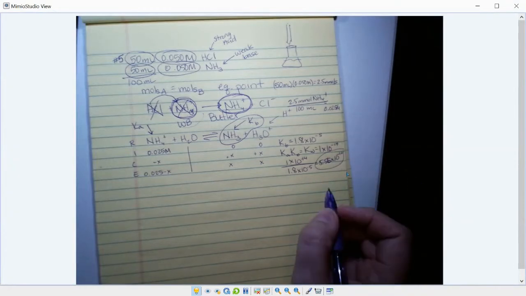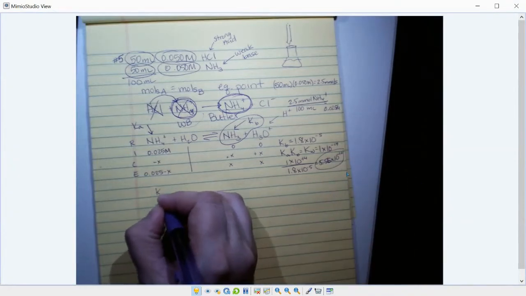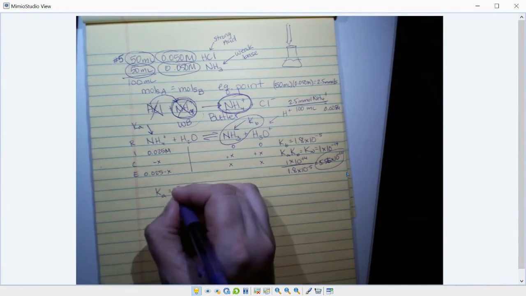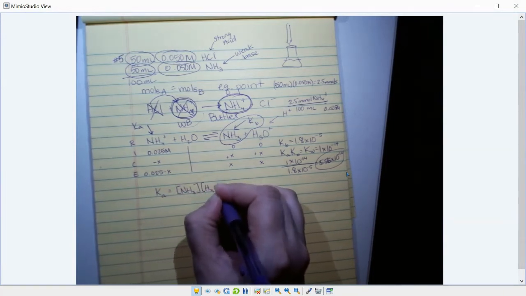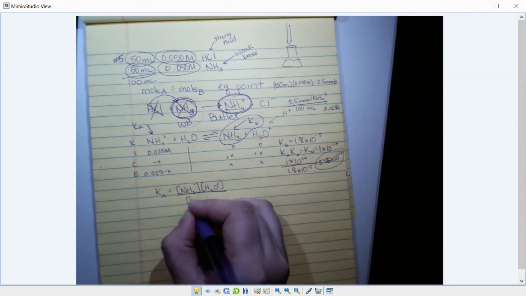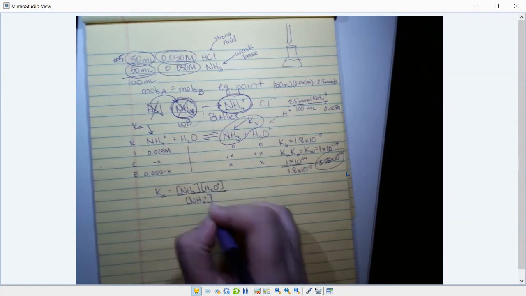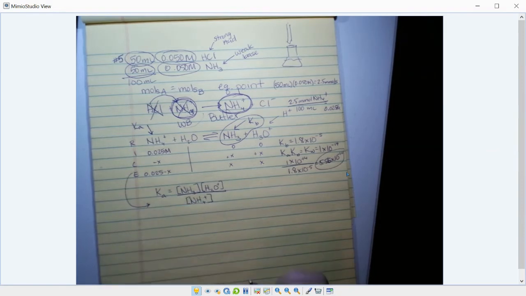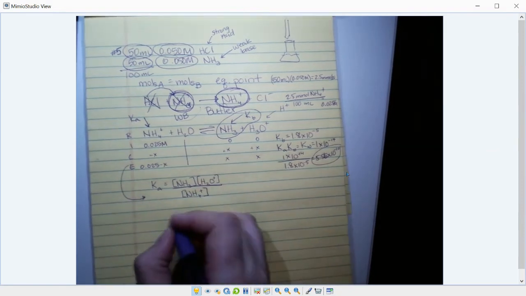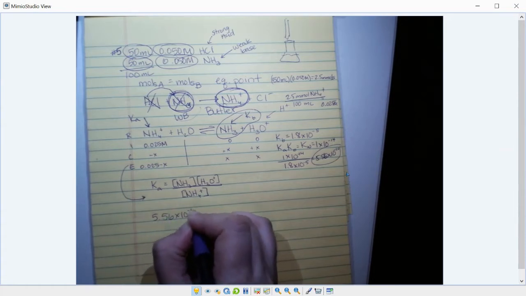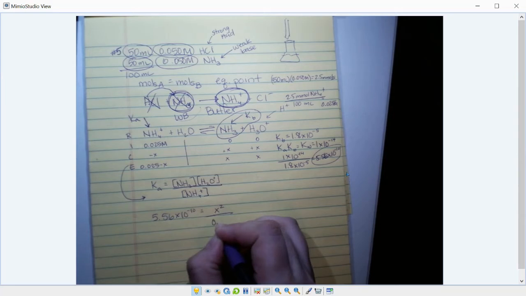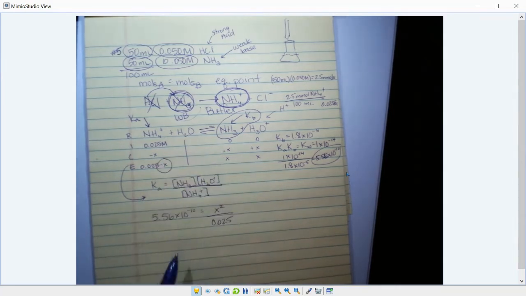Okay, so we got that, and now we can just set up our regular old Ka equals, in this case, NH3, H3O plus, or H plus, whichever you prefer, over the NH4 plus. And then whatever's happening at equilibrium are the values that we're going to substitute in there. So this really just becomes x squared over 0.025, because we're going to call this x negligible. It's a really, really small value.